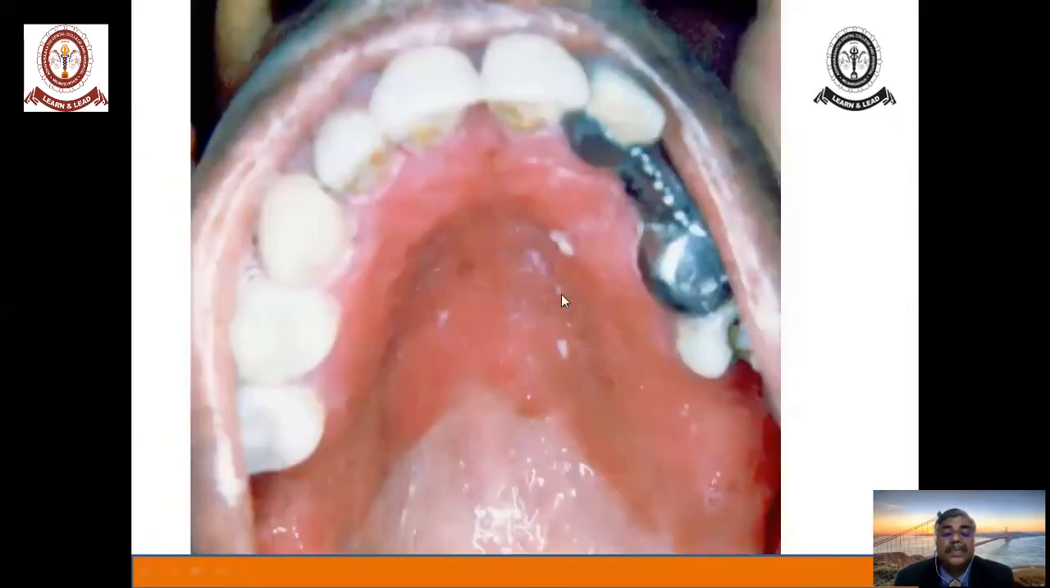Here is another classical case where you can see a diffuse erythema covering the entire denture bearing area with papillomatous proliferation in the palate, a classical case of palatal papillomatosis. And in such cases, if you want to prove the presence of candidiasis, it is always a good idea to take the scrapings from the denture base and not from the palate. If you take a scraping to prove the presence of Candida by doing a culture, it is better to take it from the denture base, not from the palate.